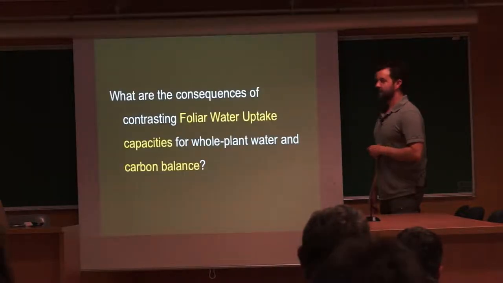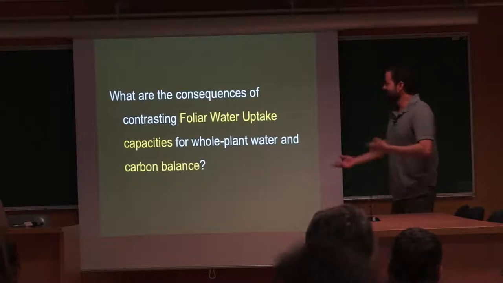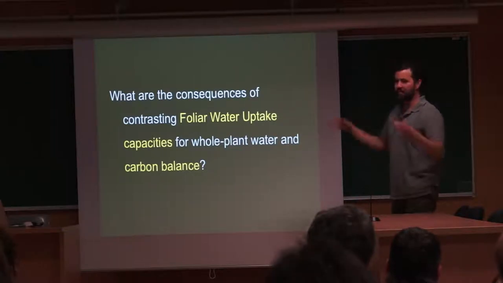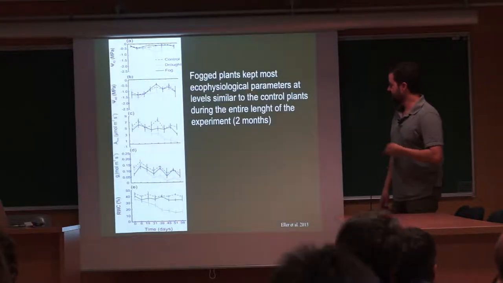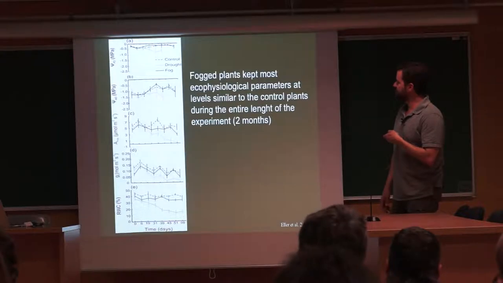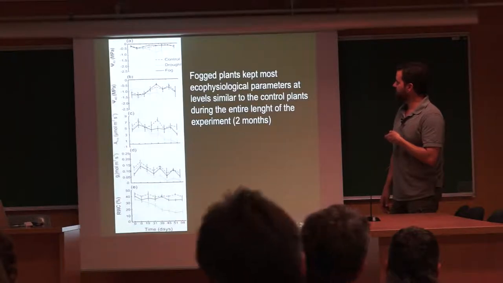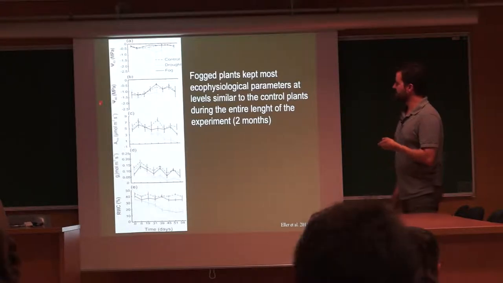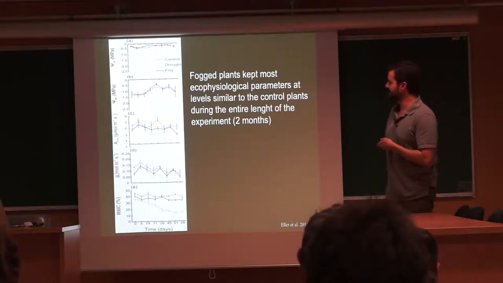And finally, what are the consequences? Does it matter for these plants, for their overall performance, if they are receiving fog, if they have this leaf water uptake? So now let's look at the whole plant carbon balance. Starting first with some ecophysiology, these are the three treatments. The gray one is the droughted plants. The one with the dashed lines is the control, and the continuous line is fog. Basically, this is pre-dawn, this is midday water potential, this is photosynthesis, stomatal conductance, and this is relative soil moisture.